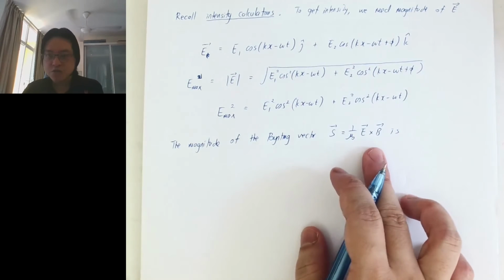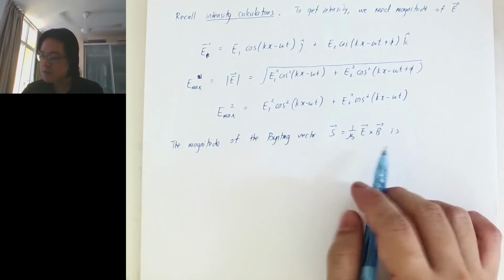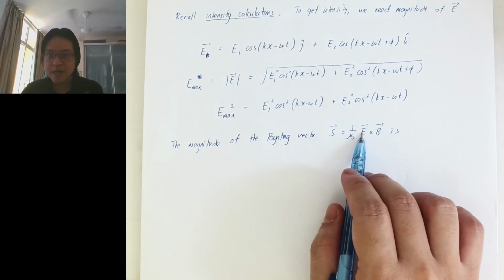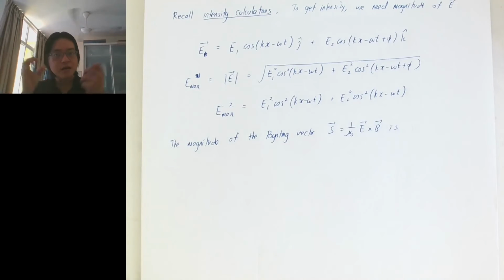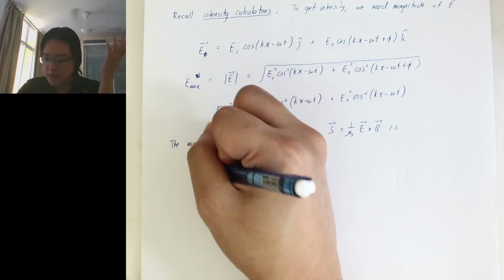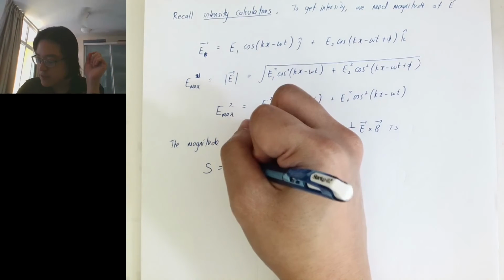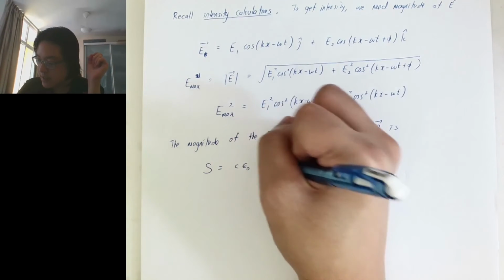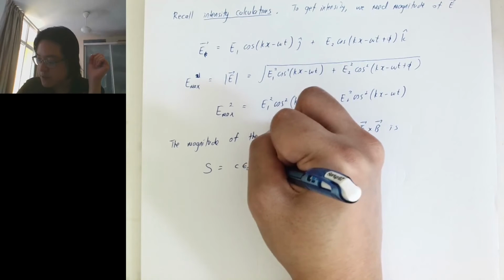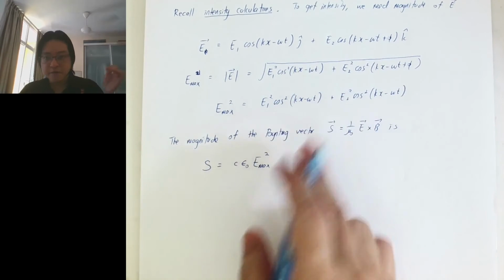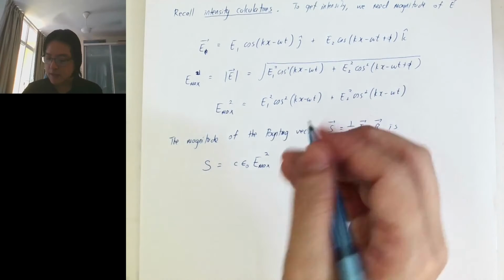In fact, you should do it as a practice and revision, just to remind yourself and get used to it, right? How do you get B from E? You put everything together and calculate the cross product. We did this in the previous class. What we have found is the magnitude, okay? The magnitude is c epsilon 0 times the amplitude of the electric field. As long as this is a sinusoidal electric field, you are going to get this.